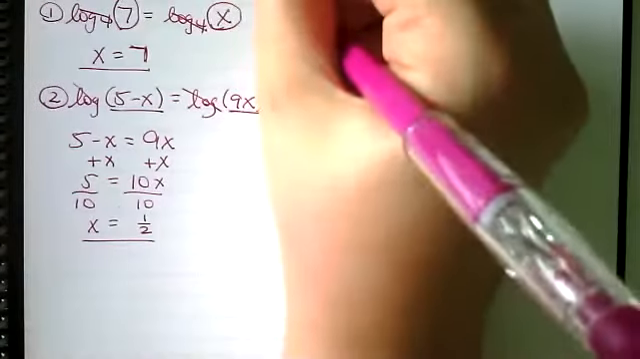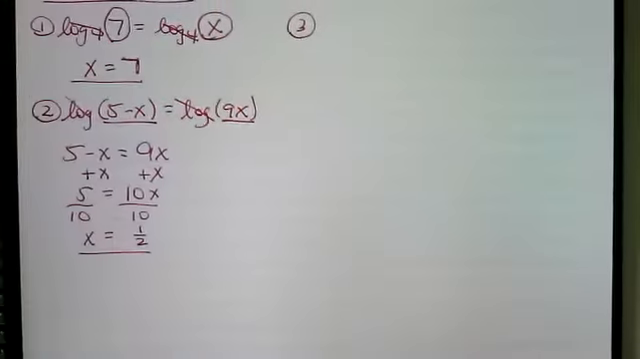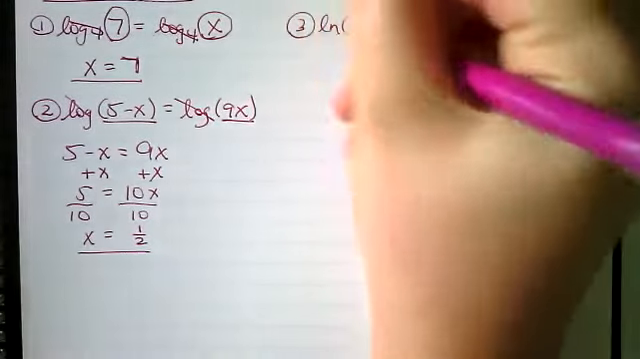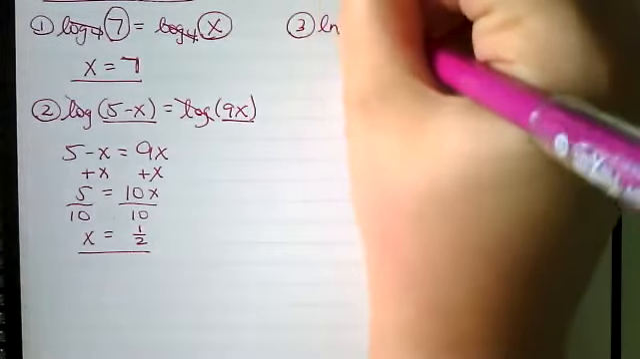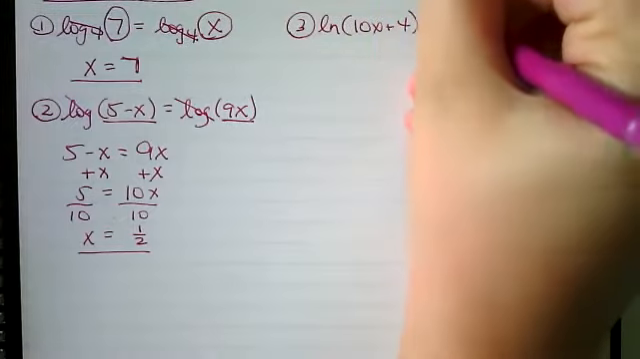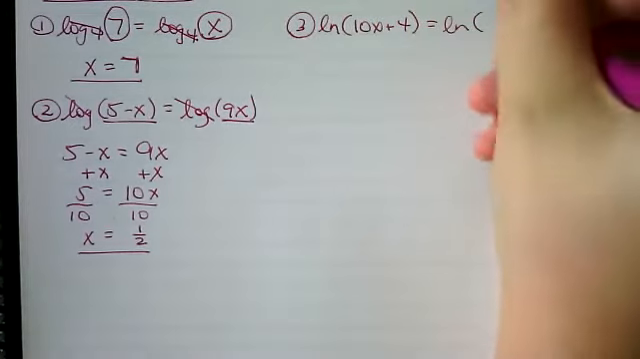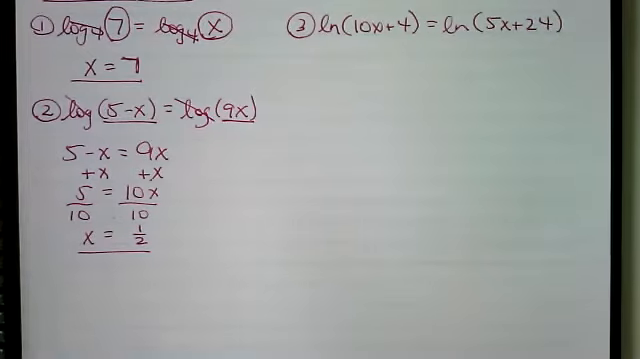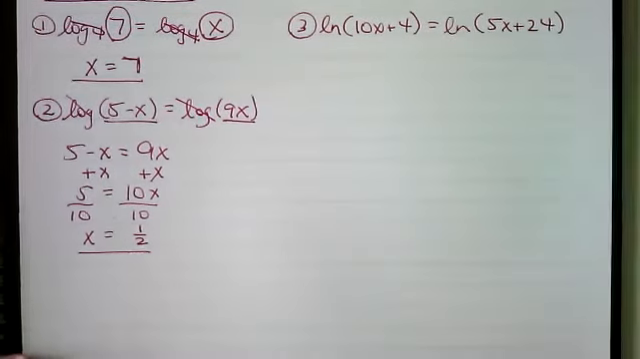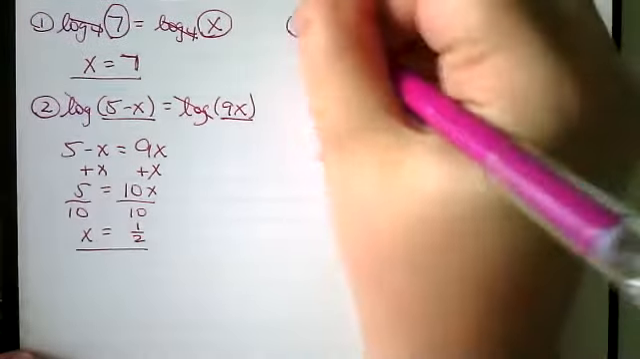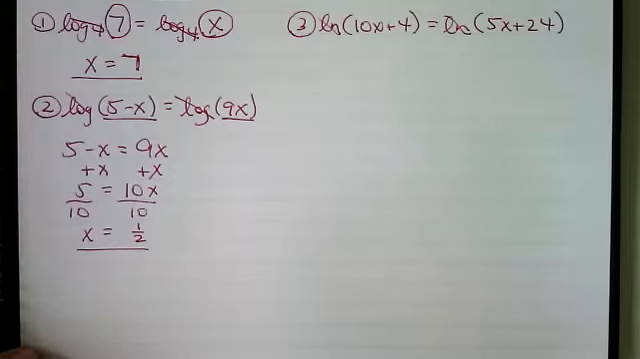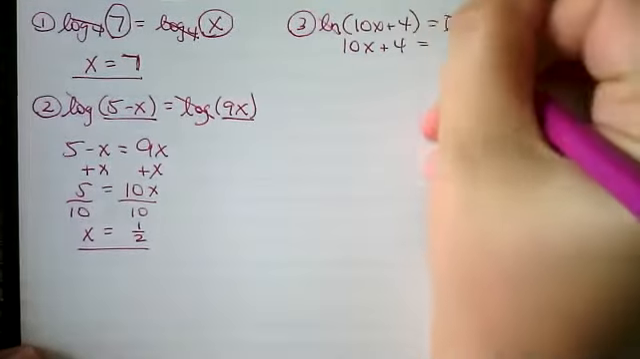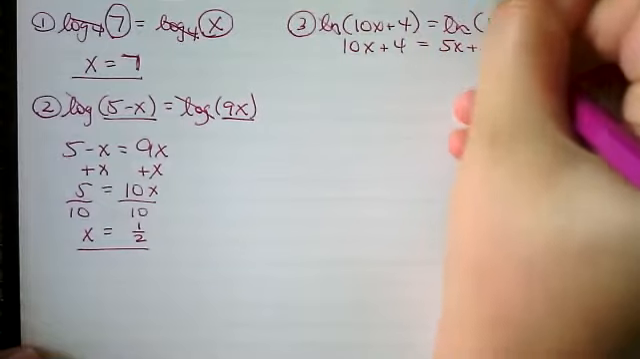For question number 3, we have natural log of 10x plus 4 equals natural log of 5x plus 24. Again, check that your bases are the same. These are both natural logs, so their bases are both e. So those are good. So I'm going to set my parentheses equal to each other: 10x plus 4 equals 5x plus 24.